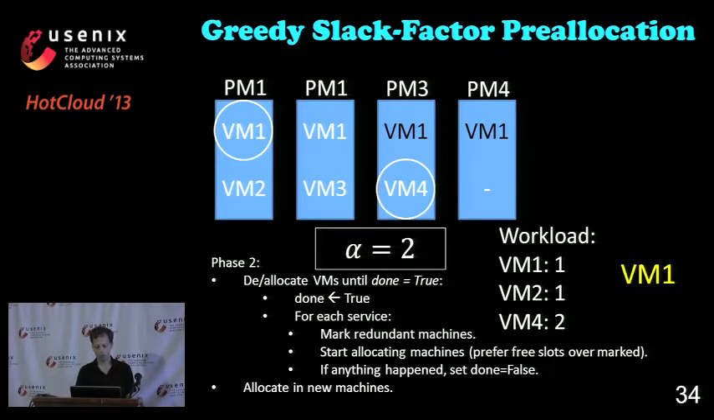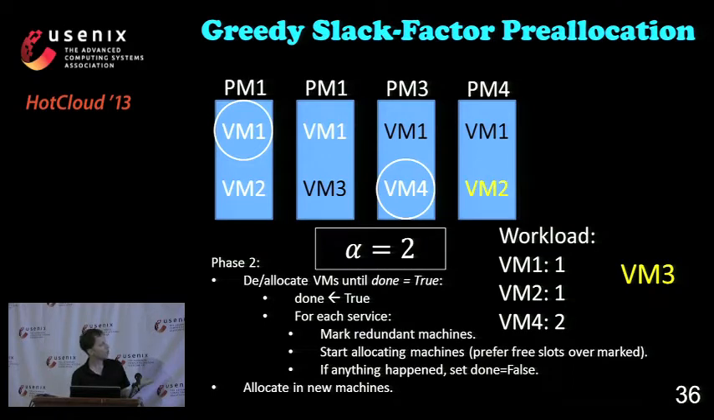Next we go to VM2. VM2 needs 1 machine. So we can allocate it over here. You see that there is a free slot. We put it in the free slot. Next we go to VM3, which doesn't need any machines, so we mark it as redundant.